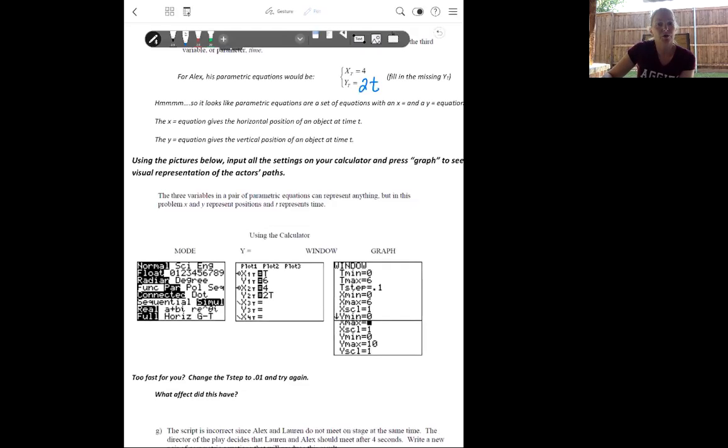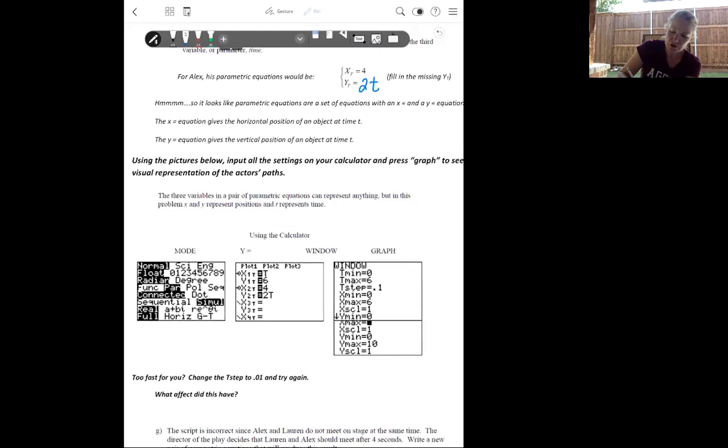Using the pictures below, input all of the settings into your calculator and press graph to see the visual representation of the actor's paths. The 3 variables in a pair of parametric equations can represent anything, but in this particular problem, X and Y represent positions, and T represents time.